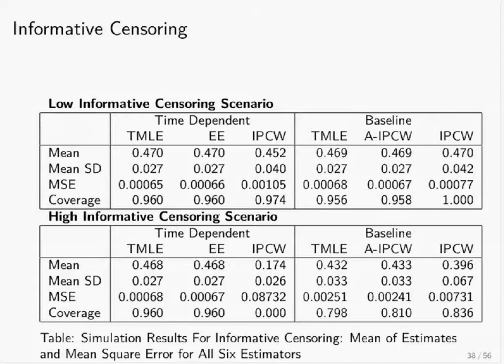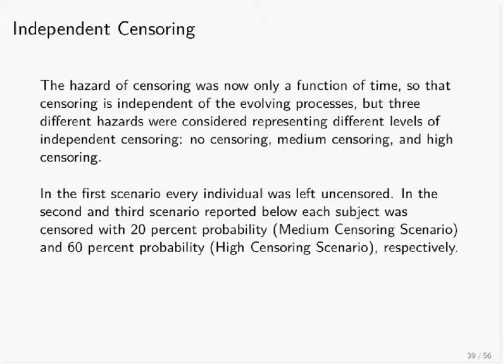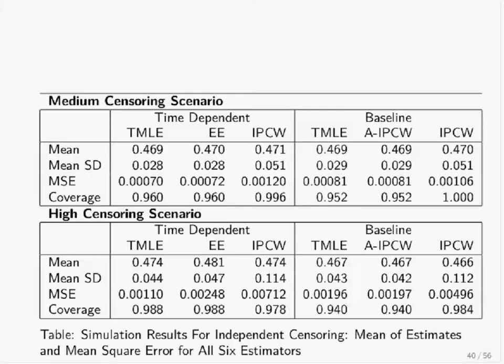You can also play this game even with independent censoring, because if there's lots of censoring, even though it's independent, these covariates make a big difference. And that's what you see here. Here's the likelihood and estimating equation methodology. There's a lot of censoring, but it's independent. But in finite samples, you see that TMLE does much better, a factor of two better than estimating equation methodology.